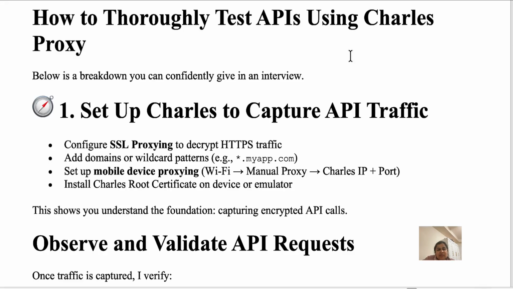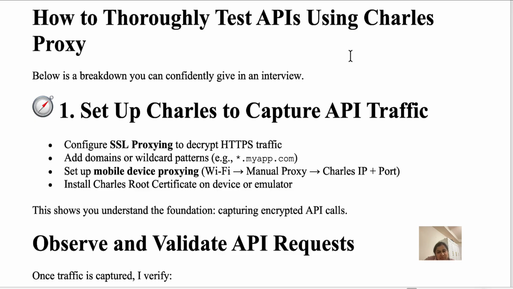Today let's look at how to thoroughly test APIs using Charles Proxy. So, setting up Charles Proxy: it handles the API traffic. It sits between your internet and the server. It's a proxy, so you need to configure the proxy server. It's basically for security reasons.